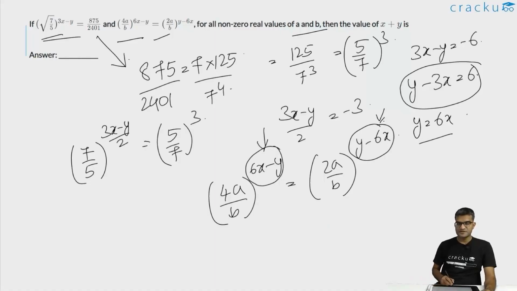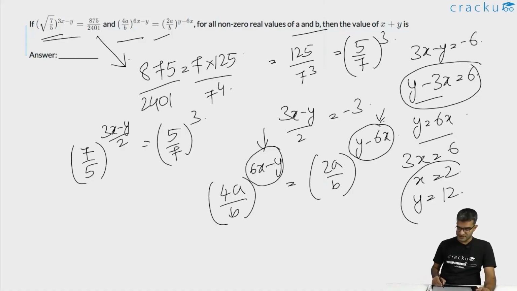If y is equal to 6x and y − 3x is equal to 6, it would imply that 3x is equal to 6, or x is equal to 2. If x is equal to 2, y will be equal to 12, which is 6 times x, and x + y will be equal to 14.